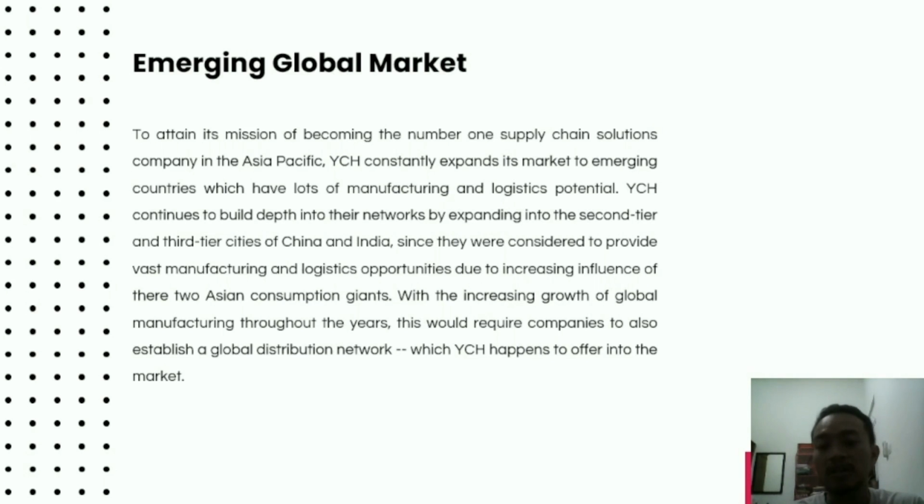Trade without borders means manufacturing companies will need a much more complex distribution system since they are now distributing their products globally. YCH, with their established global distribution networks and customized supply chain service, provides a solution for Asia-Pacific companies who need to utilize its service across the region.